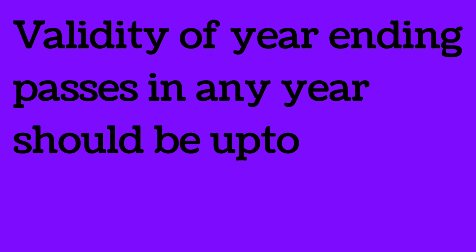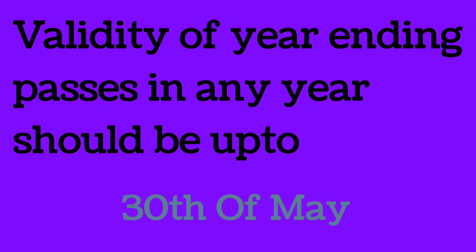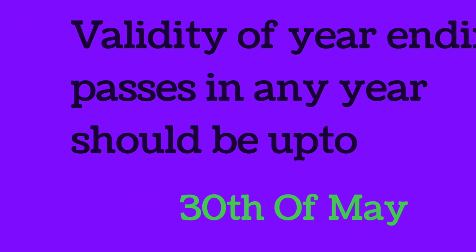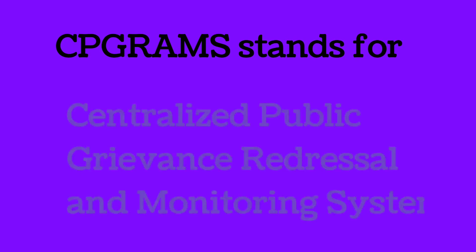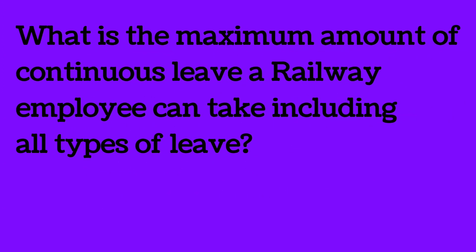Validity of year ending passes in any year should be up to 30th of May. CPGRAMS stands for Centralized Public Grievance Redressal and Monitoring System. What is the maximum amount of continuous leave a railway employee can take, including all types of leave? That is 5 years.